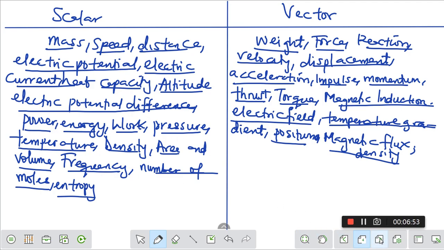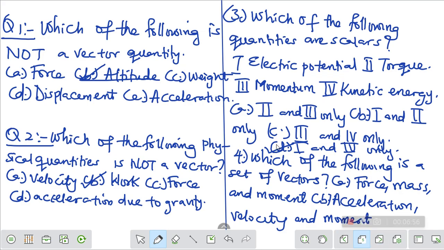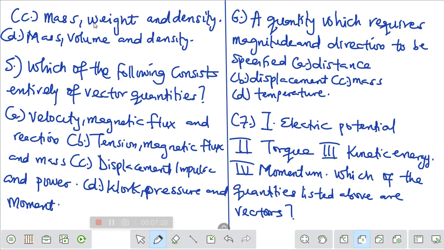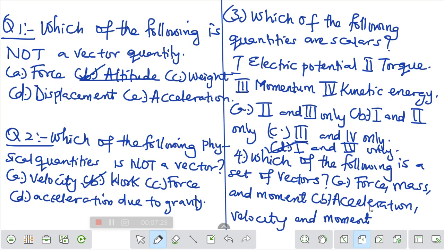So let's go to the next question. Which of the following is a set of vectors? That is the ones that are vector quantities only. Force, mass. Mass is a scalar quantity. So option A is cancelled. Option B, acceleration, velocity and moment. Let's take the rest. Option C, mass has already been eliminated. So our answer is option B, because velocity is a vector quantity, acceleration is a vector quantity, moment is a vector quantity. So add to that, we have moment also as a vector quantity.